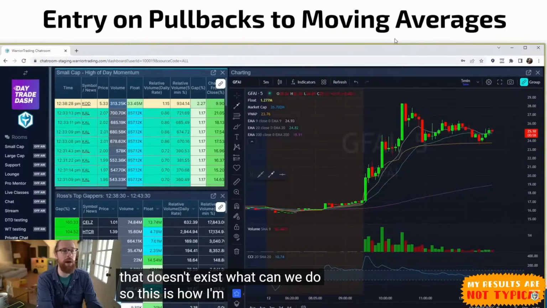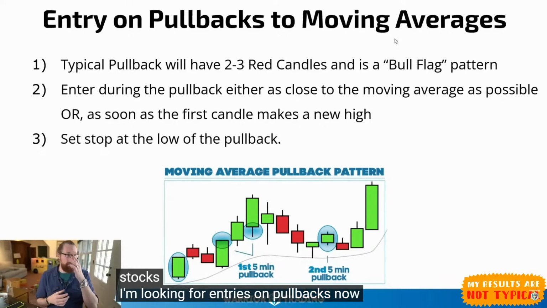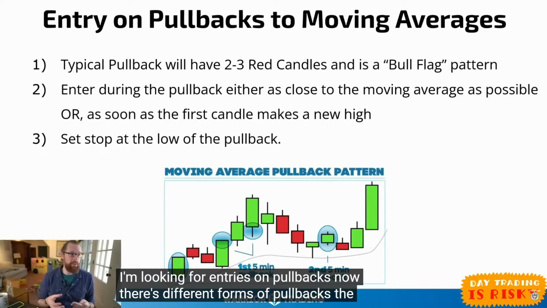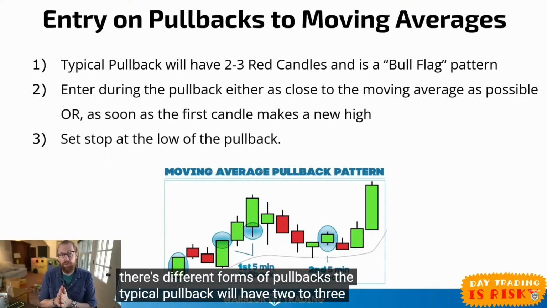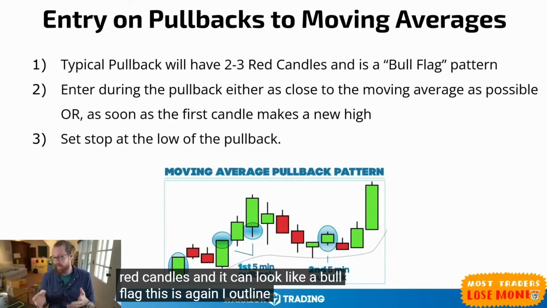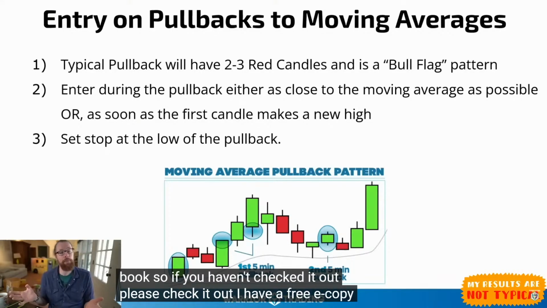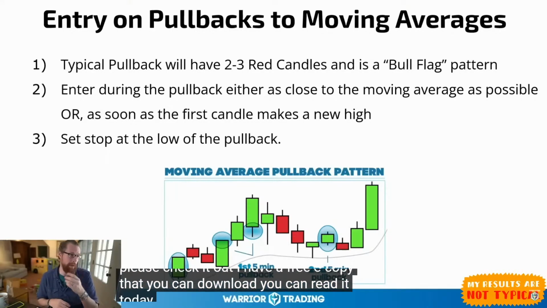So this is how I'm looking at these stocks. I'm looking for entries on pullbacks. Now there's different forms of pullbacks. The typical pullback will have 2 to 3 red candles, and it can look like a bull flag. Again, I outline this in my book, so if you haven't checked it out, please check it out. I have a free e-copy that you can download. You can read it today.